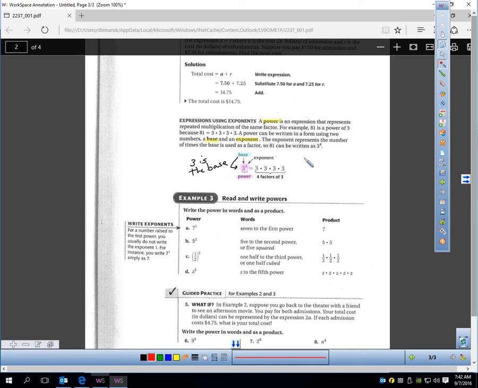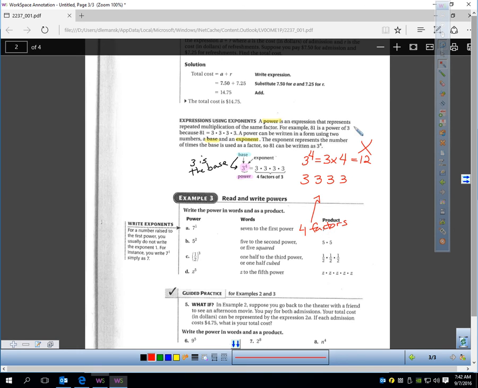I'll see people all the time that will take 3 to the 4th power, and on paper they'll do this: 3 times 4, and they'll call it 12. That's the wrong answer. 3 to the 4th power does not mean 3 times 4. It means take 3, write it down 4 times. Can you see the 4 factors?